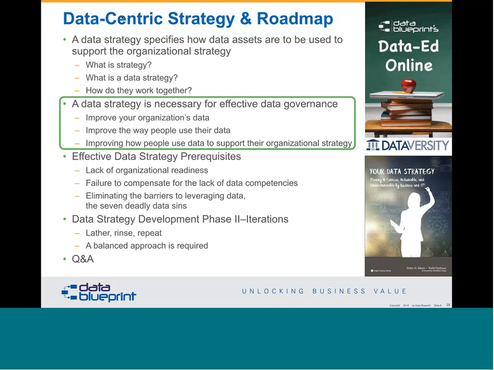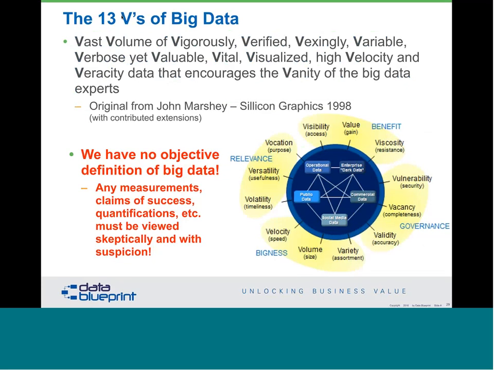All right, so that's what data strategy does with data assets. Now let's look at how this works in data governance. And two of the biggest pieces that start out in data governance are big data and data science. So I want to address them very briefly. First of all, anything that we're defining with a number of V's is mainly a marketing-driven pitch rather than a scientific or empirical pitch. We have no objective definition of big data, and therefore any measurements, claims for success, quantifications at all must be viewed skeptically and with suspicion.